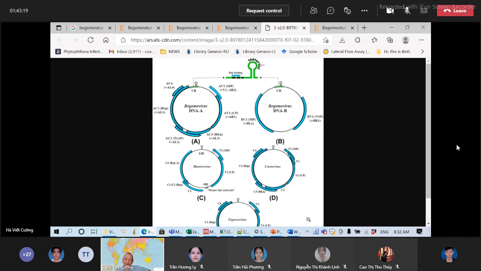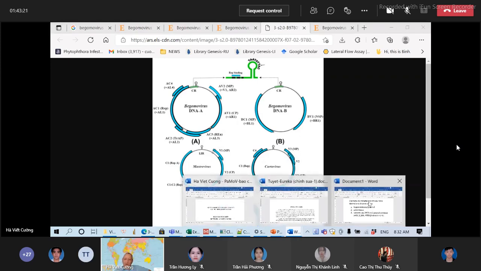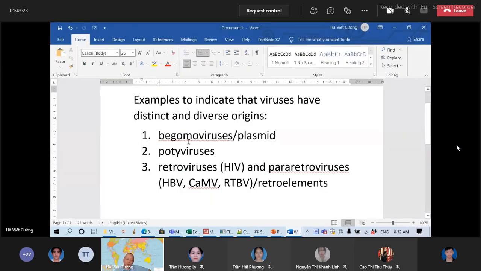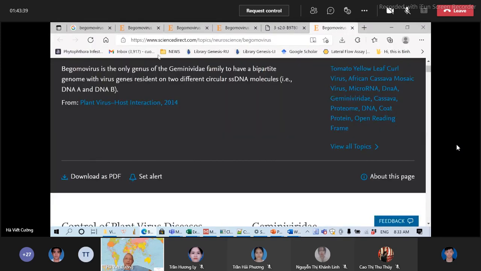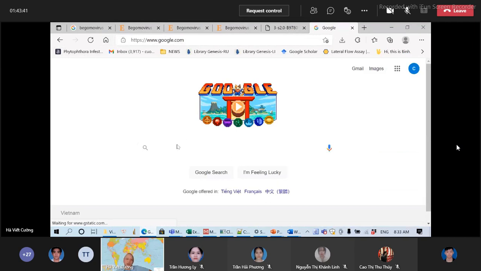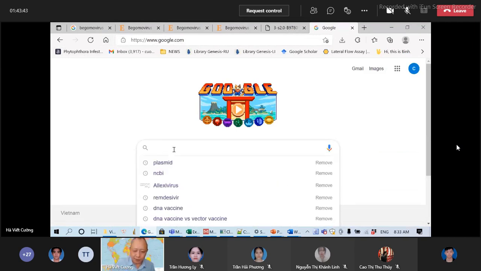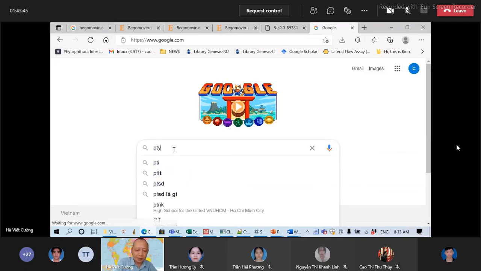So one example shows the origin of one group of viruses is from plasmid. And the second, multiviruses. Now we can search to see what's virus. Genome organization. Virus.